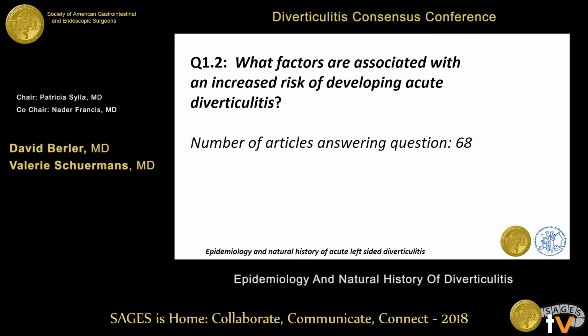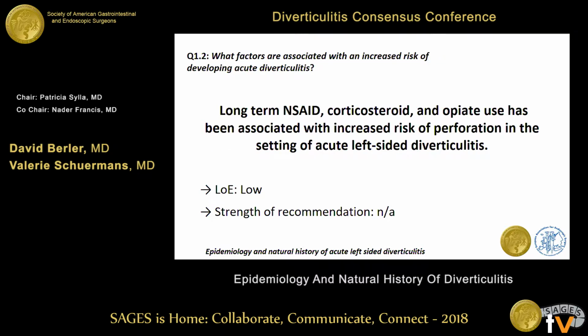Okay, so the next subtopic is factors that are associated with an increased risk of developing acute diverticulitis. The first statement we created is that long-term NSAID, corticosteroid, and opiate use is associated with an increased risk of developing left-sided diverticulitis. NSAID use is thought to act through changes in prostaglandin synthesis, altering the colonic wall strength. Corticosteroid use is related to immunosuppression, and opiate use to a slower transit time, which induces fecal stasis and bacterial colonization. The results of multiple studies show indeed that the use of these medications increases the risk of developing diverticulitis.